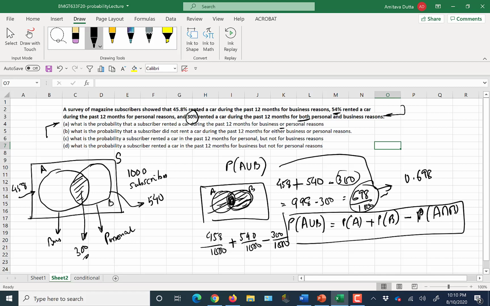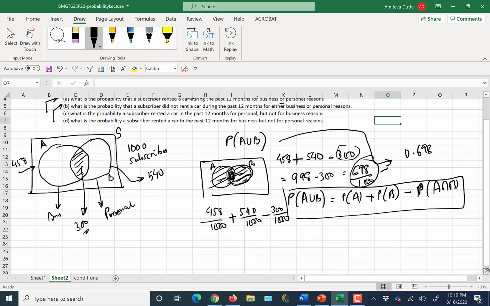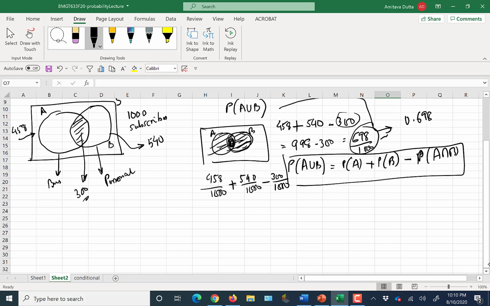Okay, so let's look at question B. What is the probability that a subscriber did not rent a car during the past 12 months for either business or personal reasons? So let's shade, let's see what picture we get.